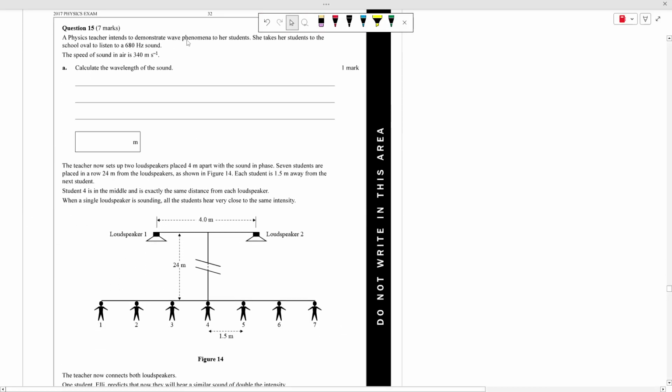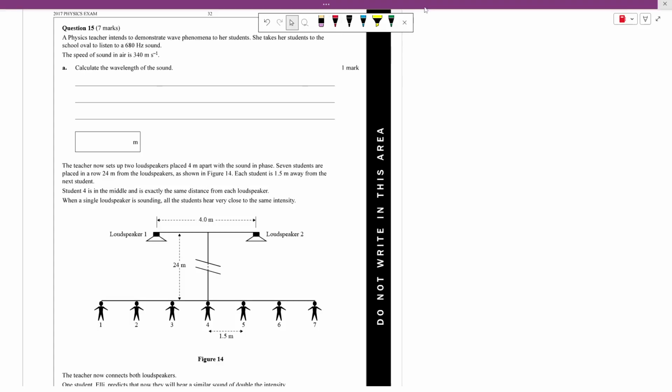A physics teacher intends to demonstrate wave phenomena to her students. She takes her students to the school oval to listen to a 680 Hz sound. The speed of sound in air is 340 meters per second. Calculate the wavelength of this sound.